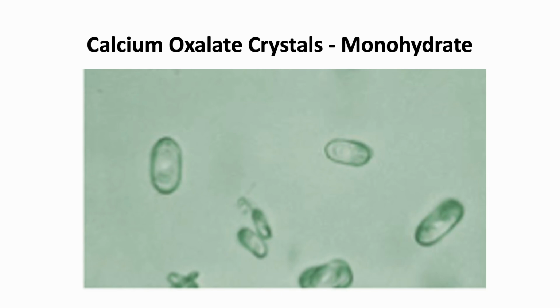The monohydrate form of calcium oxalate crystals are less characteristic and less frequent. They are ovoid or dumbbell-shaped, and they are birefringent under polarized light. It's important to distinguish them from the non-polarizing red blood cells. They may be seen attached to mucous strands and resemble casts. The primary pathologic significance of calcium oxalate crystals in the monohydrate form is that they are increased in cases of ethylene glycol or antifreeze poisoning.